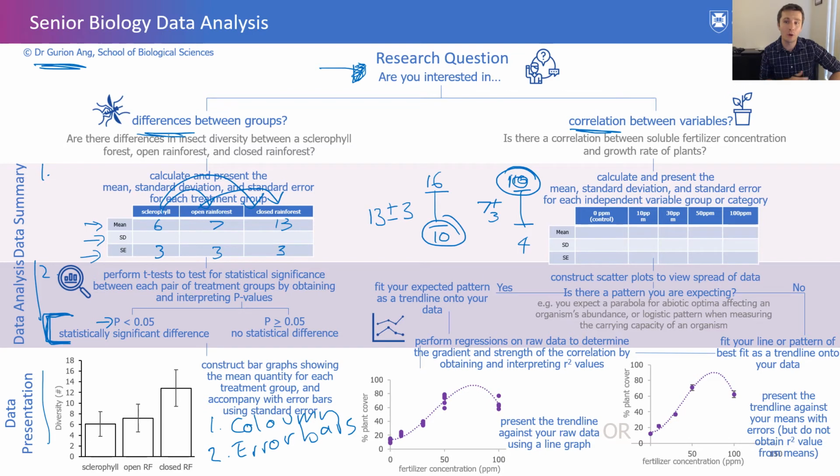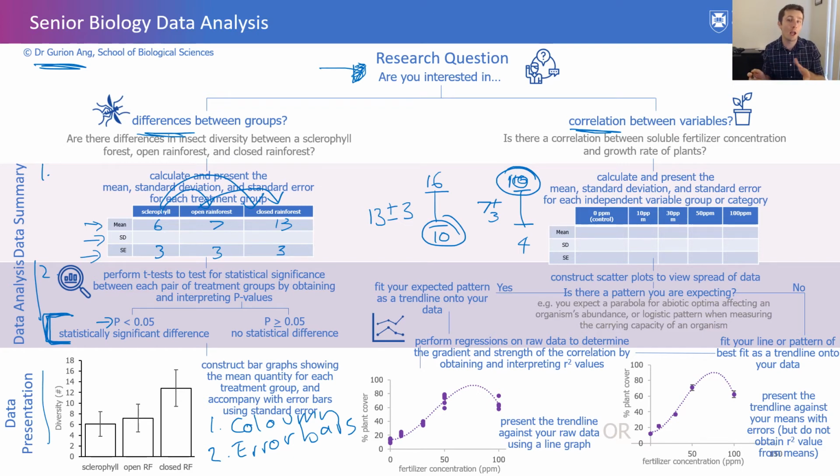However, if you are looking for a correlation between variables, the example here is, is there a correlation between soluble fertilizer concentration and the growth rate of plants? Or if you're doing some field work, you might go, is there a correlation between distance from a disturbance and the diversity of plant species? Now, if you're doing something like that, you would need a very large area to be able to fully show some differences there. Other correlations: is there a correlation between the abundance or diversity of organisms from the low tide zone to the high tide zone on the rocky shore? So again, you're looking for this correlation of distance as you move along.